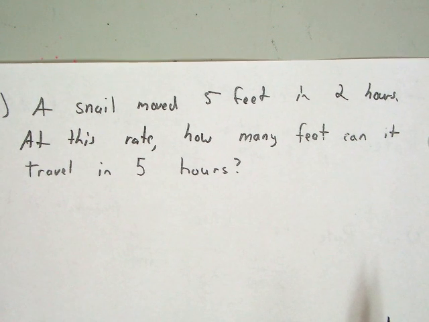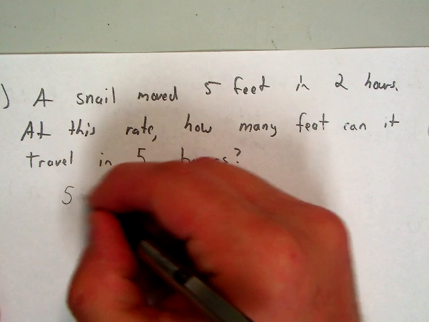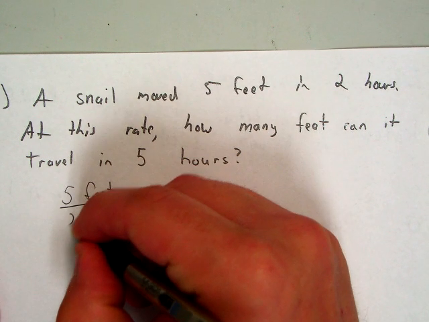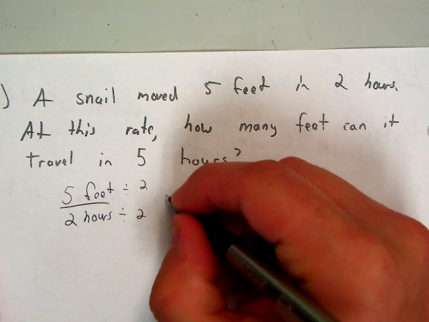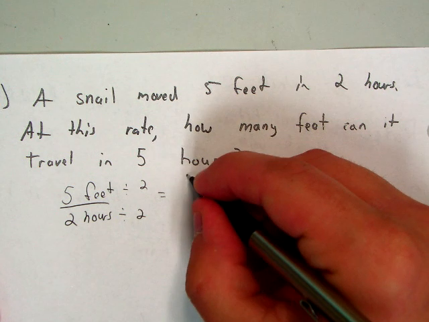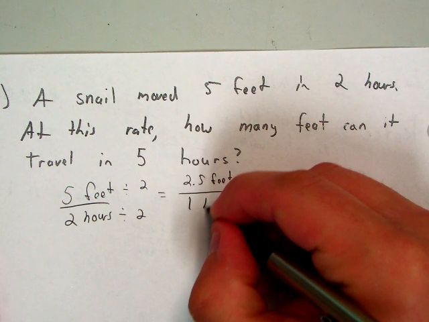Example 4, we can also use unit rates to figure out how long something could take, or we can figure out at a different point if those unit rates stayed the same. So what I'm going to do here is look for the unit rate of 5 feet in 2 hours. I'm going to divide both the numerator and the denominator by 2. 5 feet divided by 2 is going to be 2.5 feet. And 2 hours divided by 2 is 1 hour.